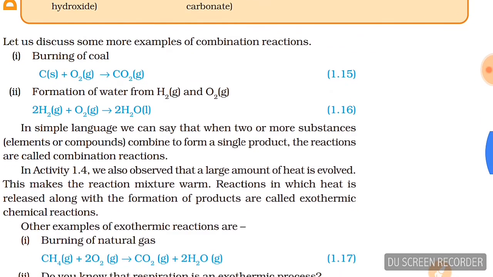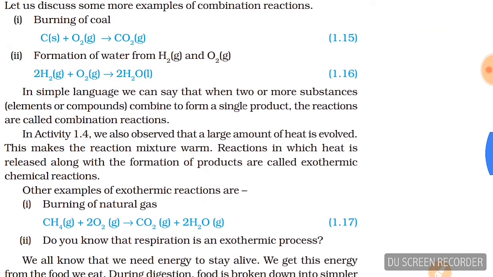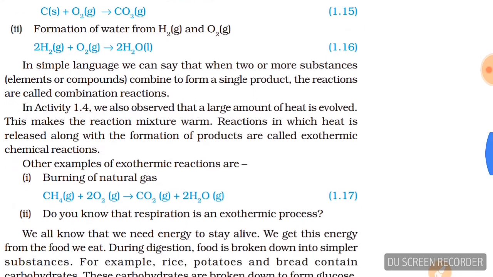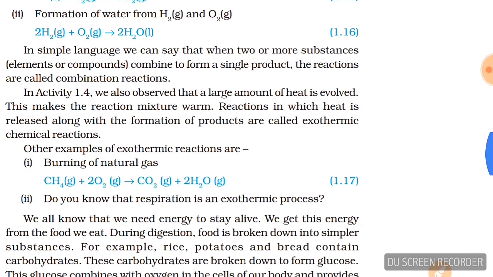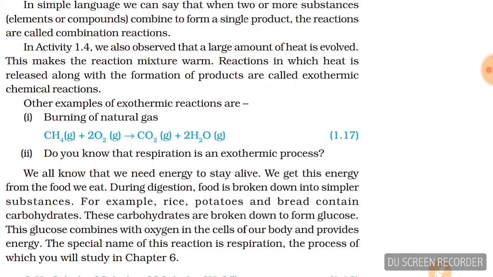Next is what? One more example, burning of coal. Burning of coal is what is happening? Carbon is burning in the presence of oxygen, so it will give carbon dioxide. In the same way, formation of water, hydrogen plus oxygen will give hydrogen oxide. So here we see the large amount of energy is evolved.